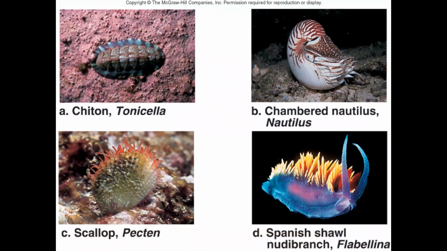So here are some pictures of examples of these groupings. This is the whole phylum. We have what's called a chiton, a chambered nautilus, a scallop, which we eat, and a Spanish shawl.